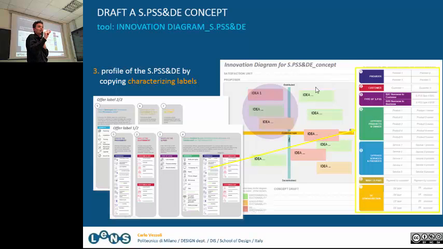Is decentralized, distributed, but even standalone, or another type of mix of configuration. So this helps you have a first idea to start profiling your concept a little bit, but at the same time to understand whether you are doing an SPSS concept or not. Because if you don't find the possibility to put a label on the type of SPSS, so if your offer is neither user-oriented, product-oriented, or result-oriented, maybe you have to rethink a little bit.